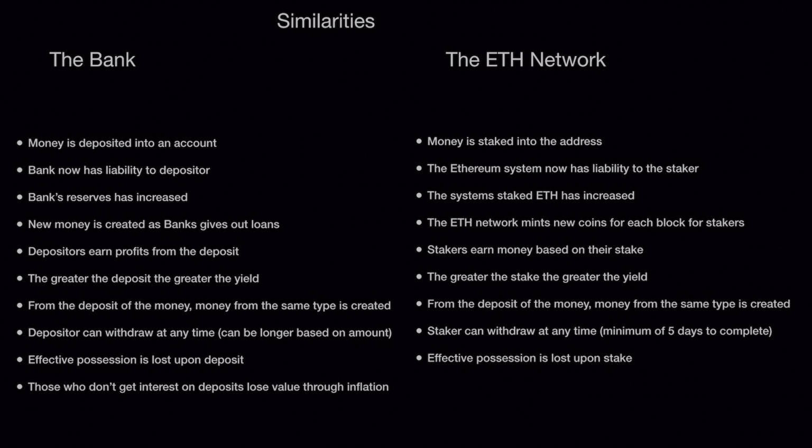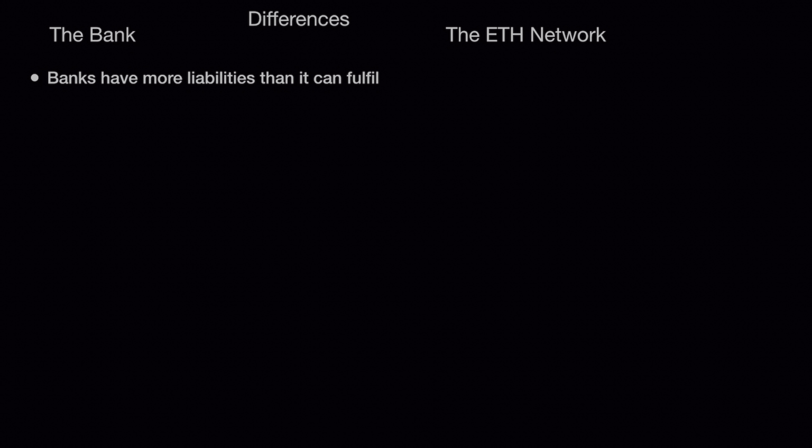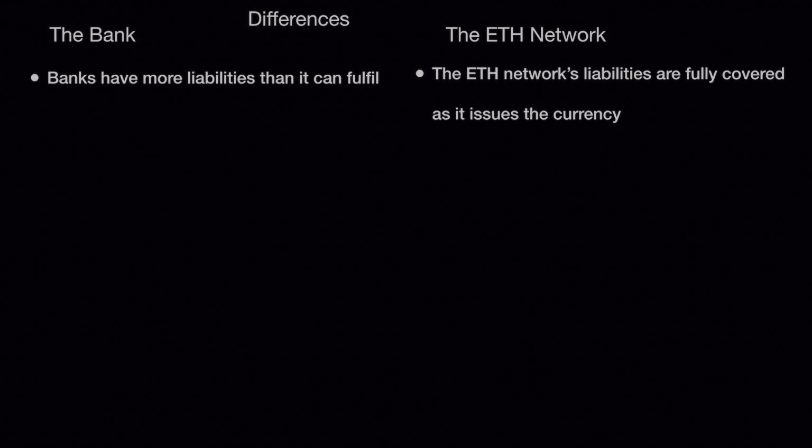Those who don't deposit their money into a bank and earn interest are losing value through inflation. But those who don't stake are also losing value through inflation and through burning. There are some nuanced differences between the two, but hopefully you see and agree with me that these differences are not meaningful. So banks have more liabilities than they can fulfill, whereas the Ethereum network can always fulfill all its stake. Fine. I don't think it's a meaningful difference, but it is a difference.